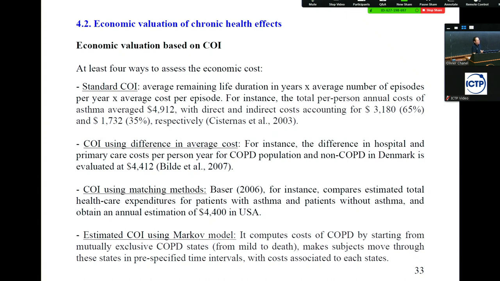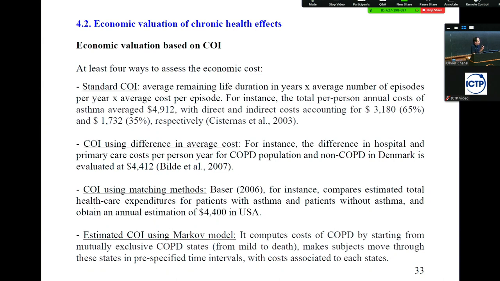Then you can also proceed by computing, for the population of people having a specific disease and the population of people not having this disease, the difference in the hospital and primary care cost per person and per year for a given type of illness. Here, for chronic obstructive pulmonary disease, for instance, when you compare the hospital and primary care cost for the population having COPD and not having COPD, you compute this difference, and on average, you have a value of $4,400, for instance.